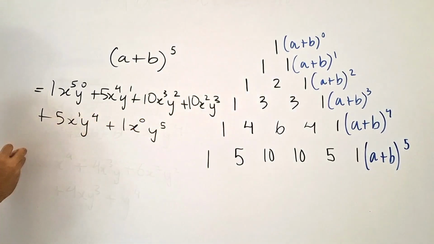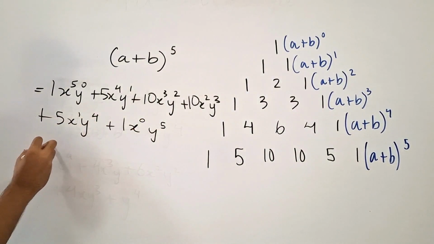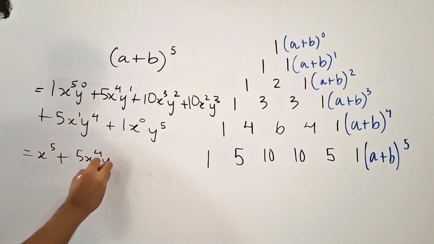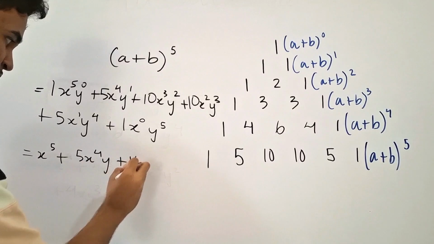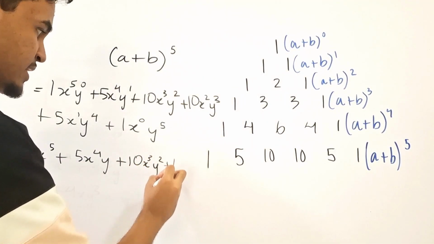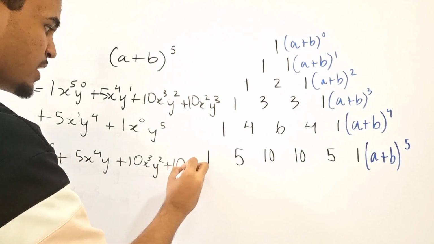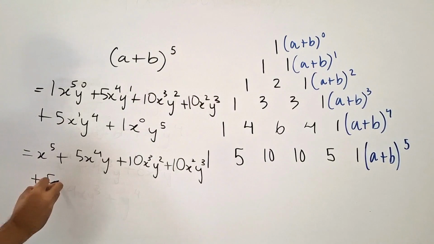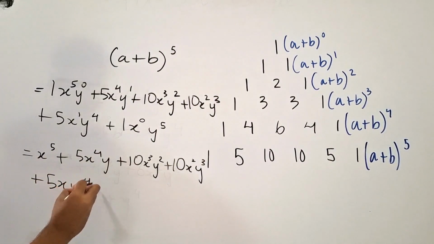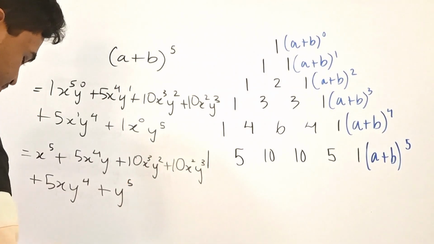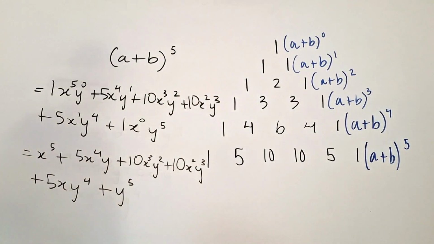So what is the simplified version? It is going to be x to the power of 5 plus 5x to the power of 4 y plus 10x cubed y squared plus 10x squared y cubed plus 5x y to the power of 4, and finally y to the power of 5. So this is the expanded form for (a + b) to the power of 5.